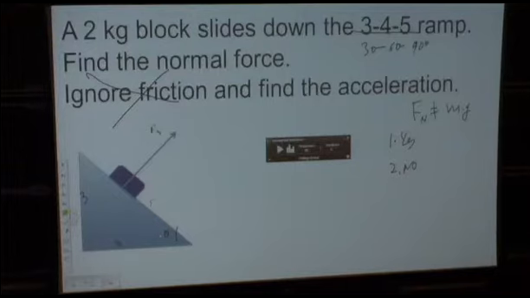3, 4, 5. The tangent of this angle is supposed to be equal to 3 over 4, or 0.75. So the angle itself is supposed to be equal to the inverse tangent of 0.75, which is 37 degrees, and so no. But it is a known angle, 37.